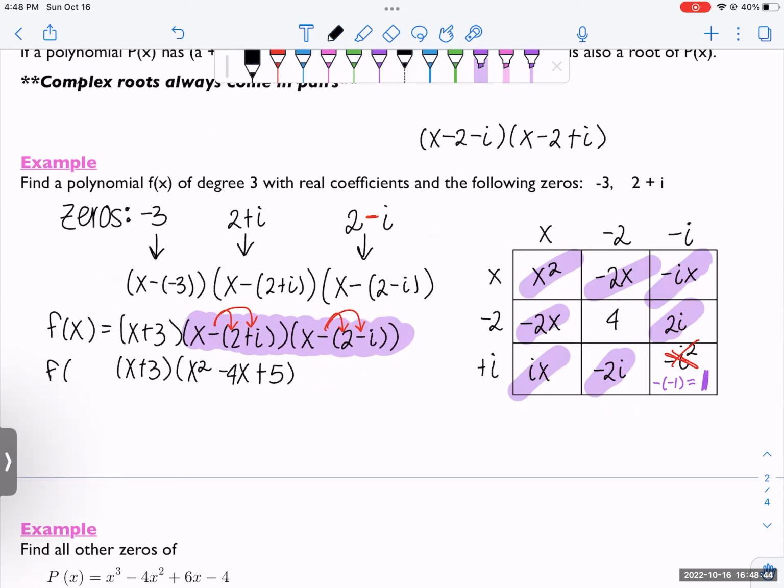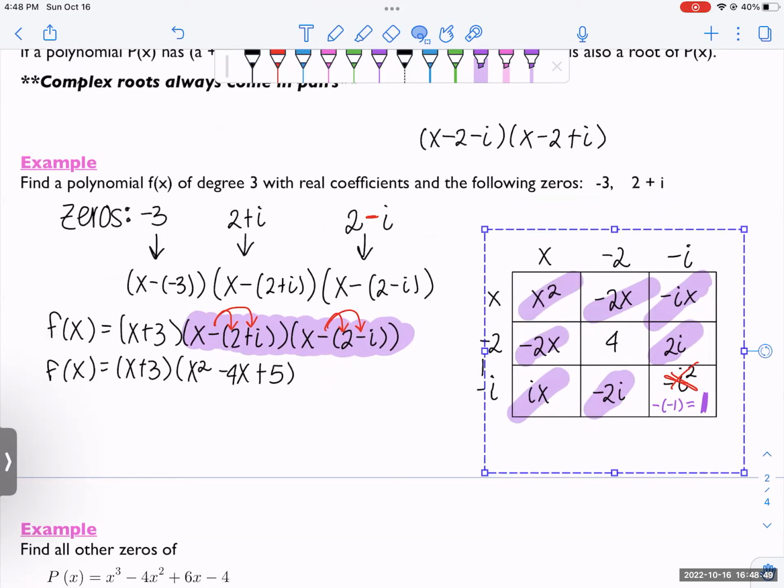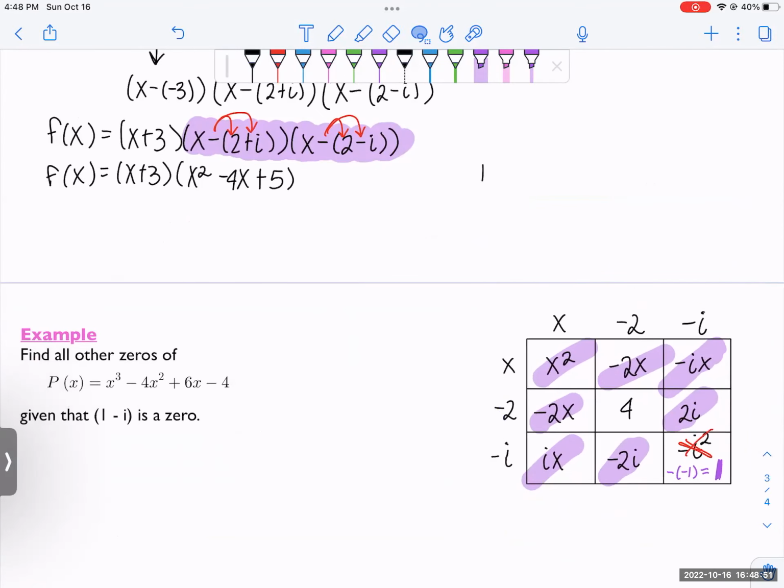What's left is for us to multiply these guys out. So we have one more multiplication, and you can use box method again. I can move this guy down here.